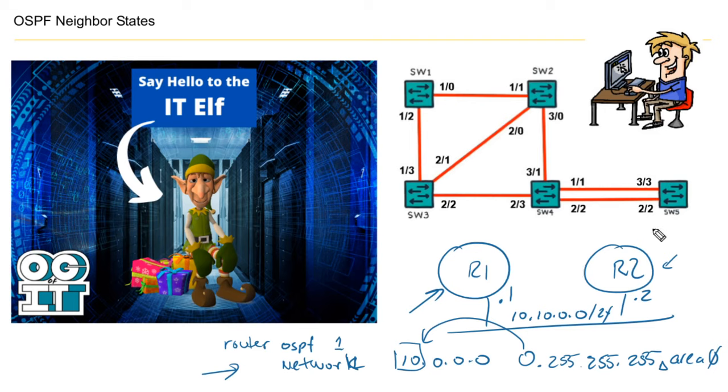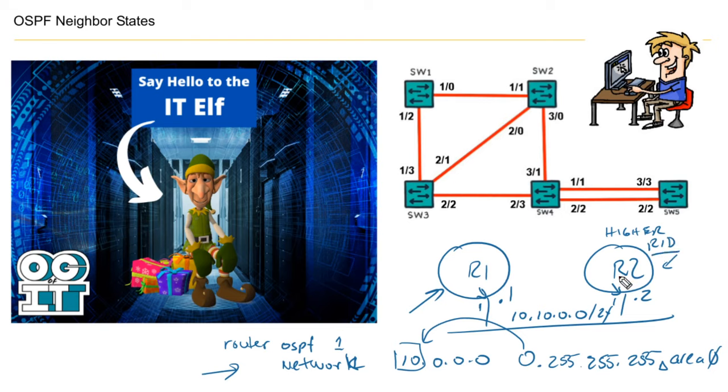And the one that has the higher priority on the interface, to tell you the truth, is going to become the designated router on this broadcast network segment. The default priority is 1. So if R1 has a priority of 1 on this interface and R2 has a priority of 1 on that interface, that's a tie. And so if they're both booting up at the same time and they both have the same priority, the one with the higher router ID is the winner.